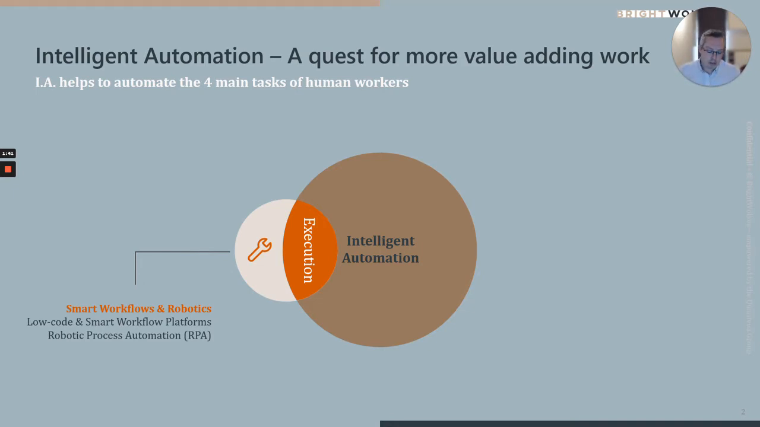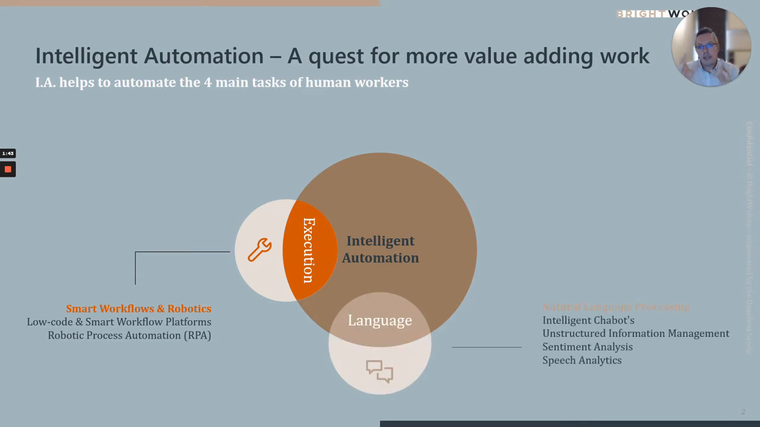Once you have that in place, you can start plugging in more intelligent components. The first component is language. As a human worker, we continuously use language to communicate, be it in written or spoken form. We have a technology called natural language processing, NLP, that is really capable these days of understanding written and spoken language, interpreting it and taking actions based upon it.